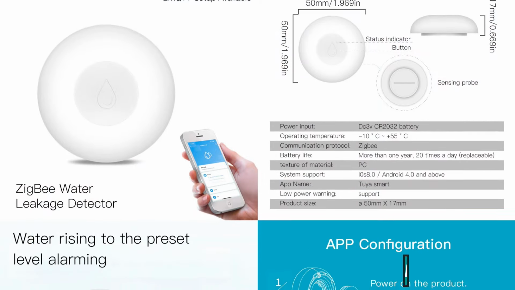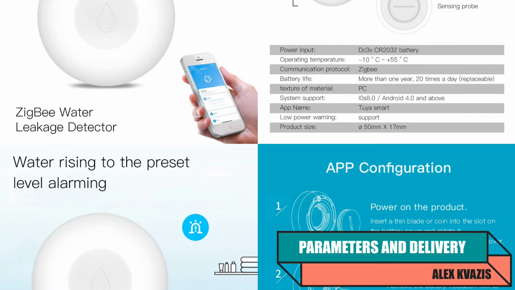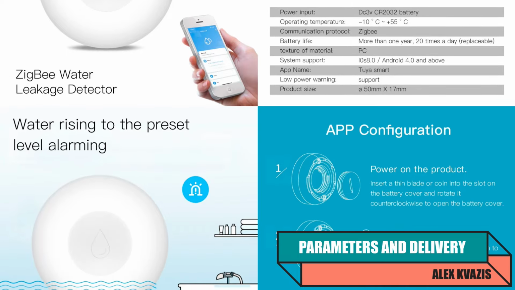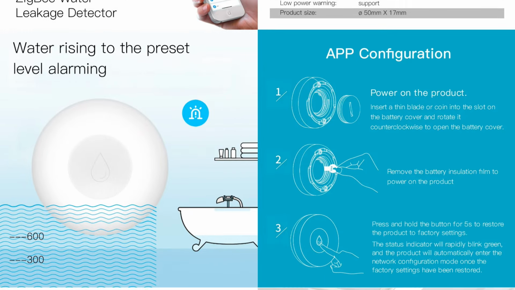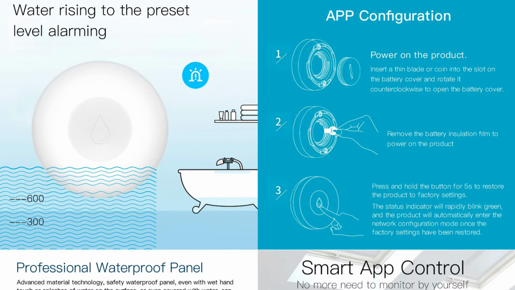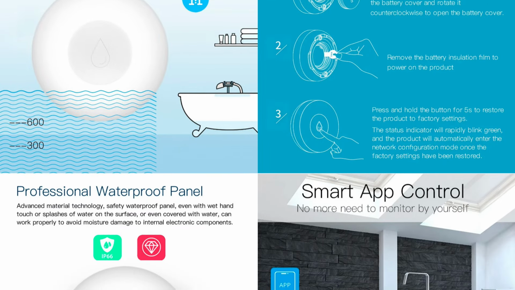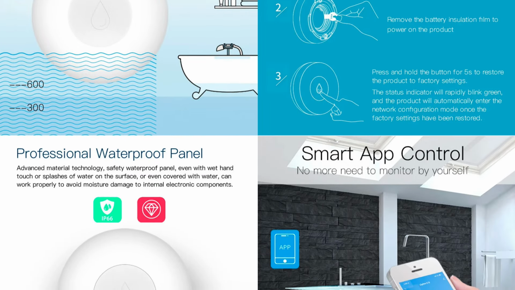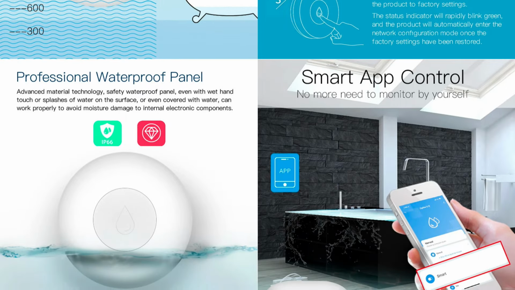Device type: leak detection sensor. Manufacturer: Moes. Interface: Zigbee. Operating temperature range: from -10 to 55 degrees Celsius. Size: diameter 50, thickness 17 millimeters. Battery: CR2032, autonomous operation not less than a year. Base ecosystem: Tuya Smart, Smart Life.